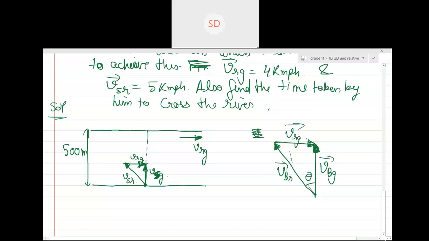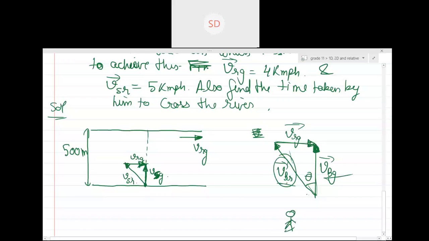So the part where you are thinking VBR, the part where the river is trying to push this object, because of the river pushing, this object will try to go in a different direction. The swimmer will think he is going with VBR, but with respect to a person on the ground, he is not going with VBR. He is going with VBG.